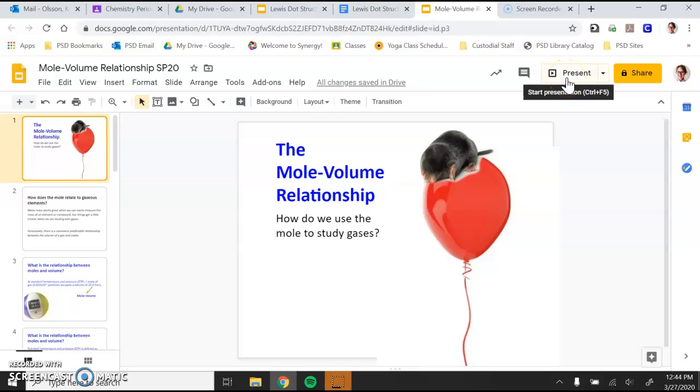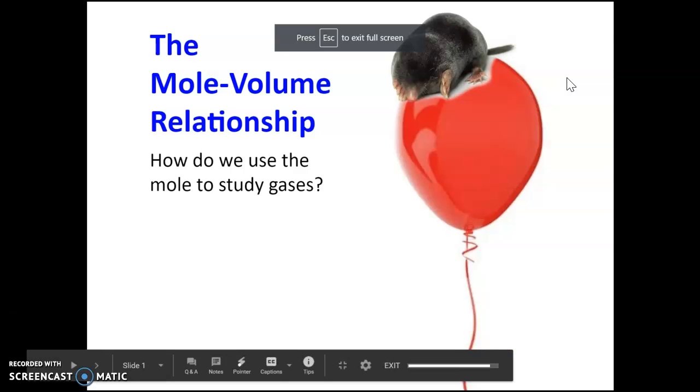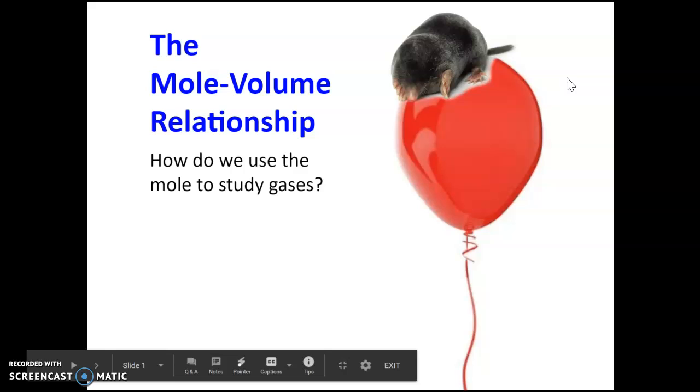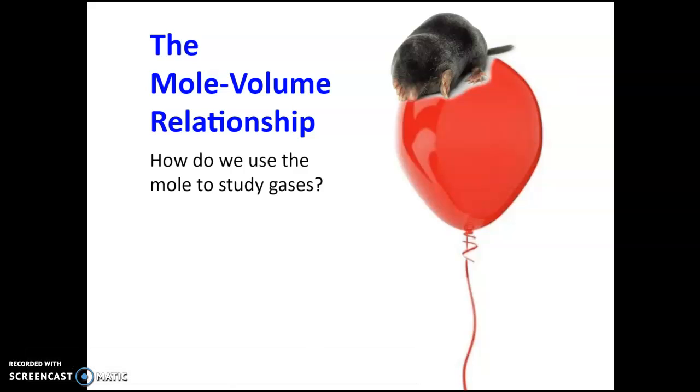Happy Monday, you guys. Today we are going to talk about the mole-volume relationship. Last week we learned how to relate the mass of a substance to the number of moles of that substance. And today we're going to learn how to relate the volume of a gas to the number of moles.